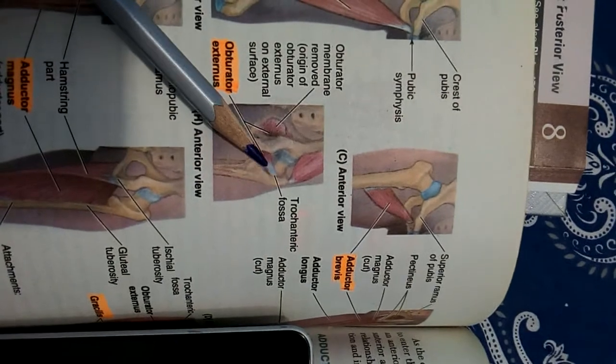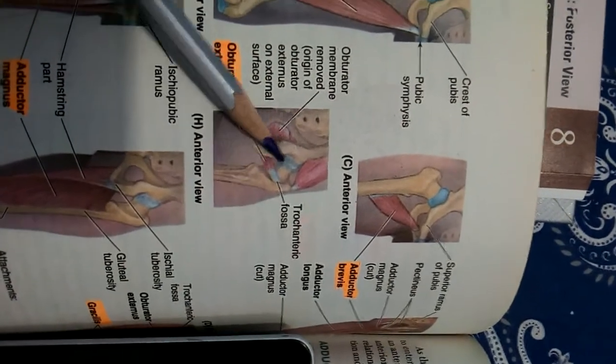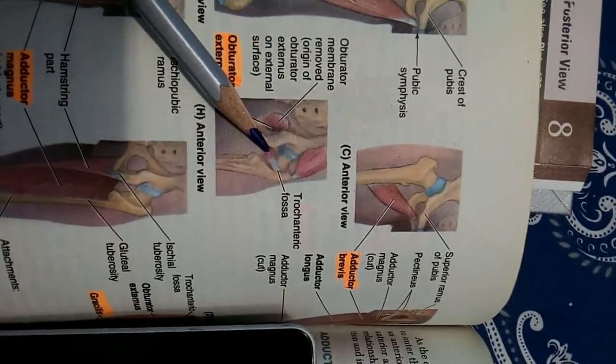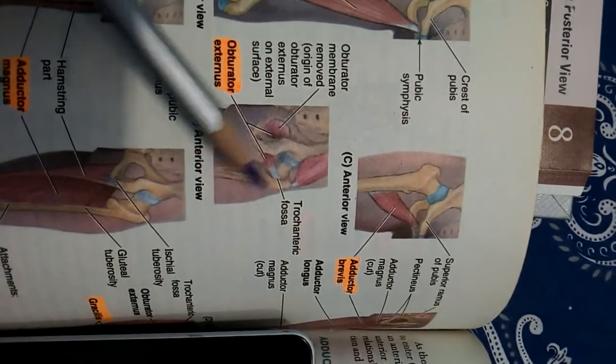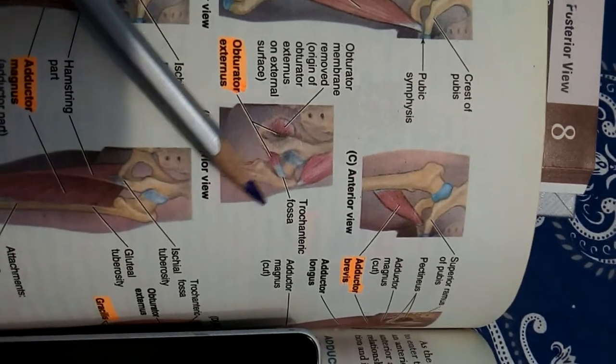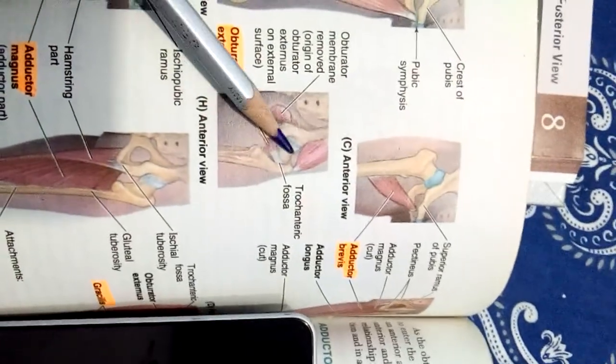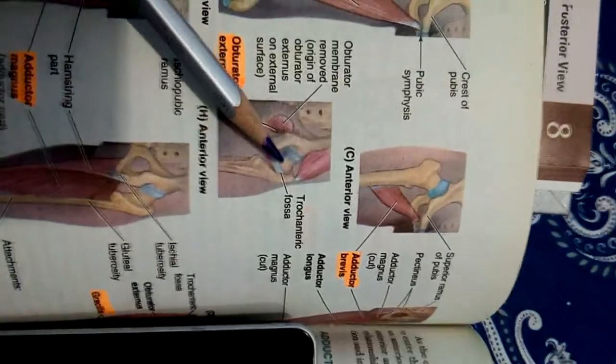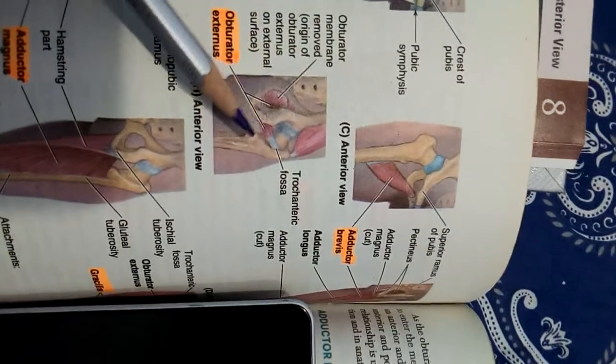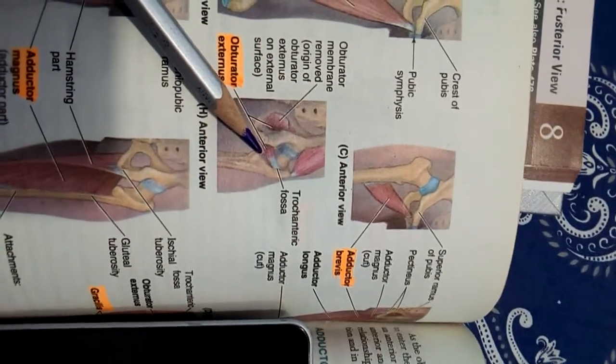Okay, as it gets inserted here, winding posteriorly, when it acts, it laterally rotates the thigh. Okay, it's a lateral rotator, and the second one, it holds the head in the acetabulum. These are the main two functions of this obturator externus.